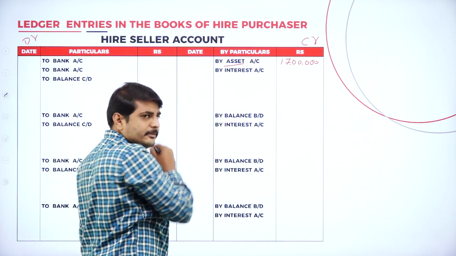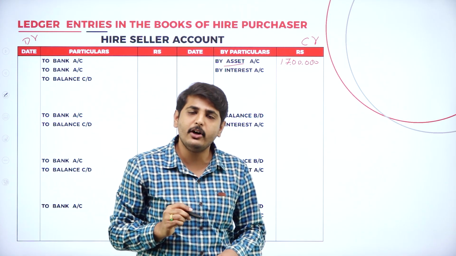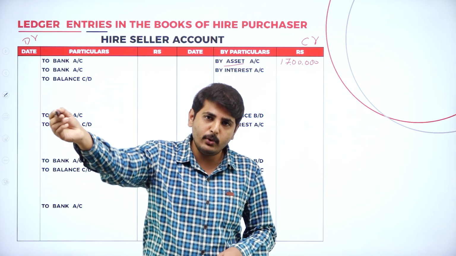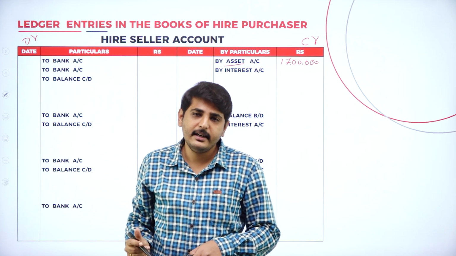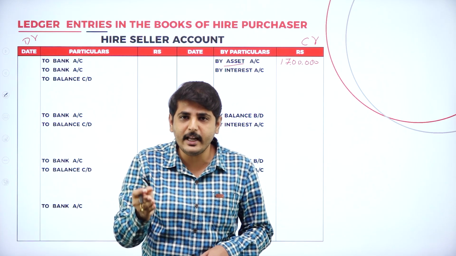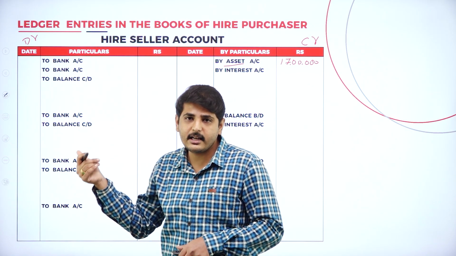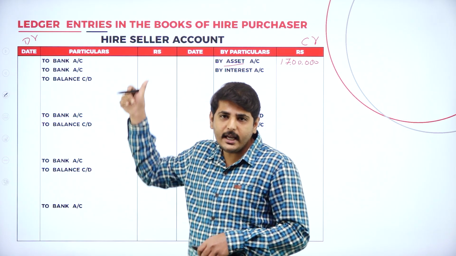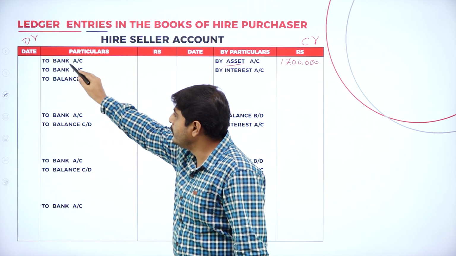Now for the same day we are making the down payment. What is the journal entry for making the down payment? When we pay the amount, who is the receiver? Hire seller, or Best Motors, is the receiver. And who is paying the amount? When I pay by check, the bank is going to pay the amount. What is the journal entry? Hire seller account to bank account. So we have to write by hire seller account to bank account.